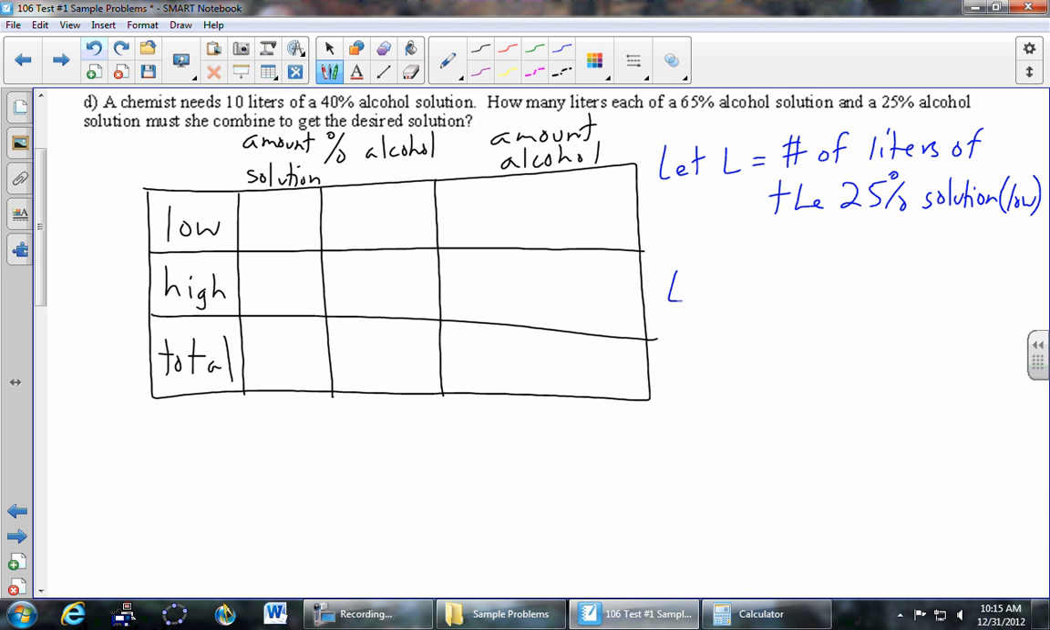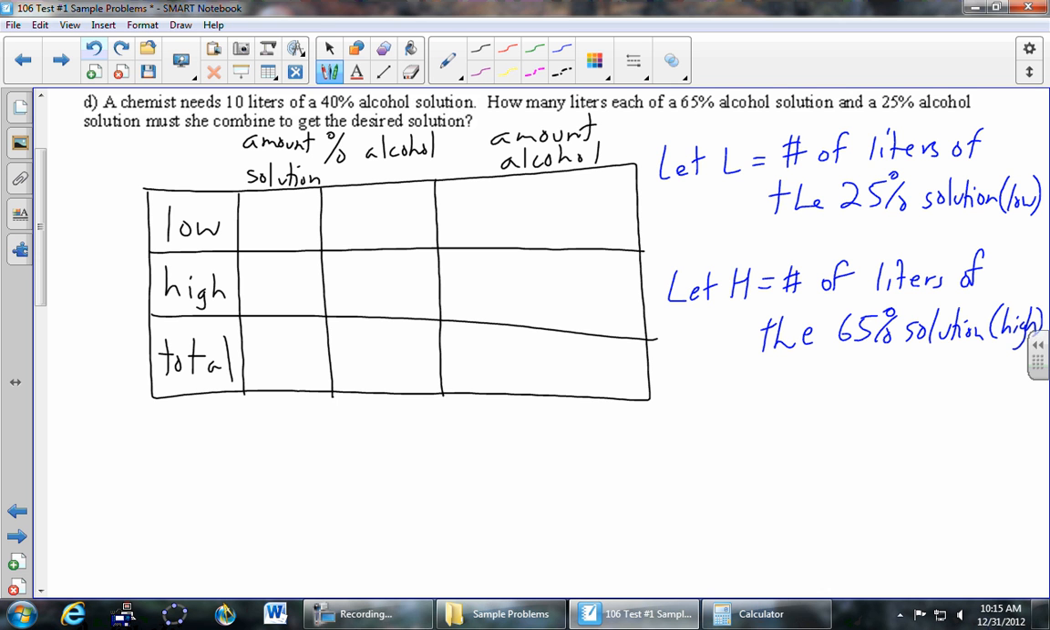And then same kind of idea for the high. I use H for the number of liters of the high solution, the 65% solution. H for high. I think it's better to use letters that give you some information about what the variable represents as opposed to using X and Y every time. So now I'm ready to start filling in my table.